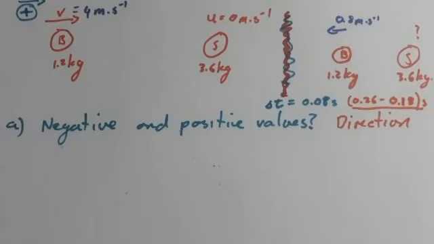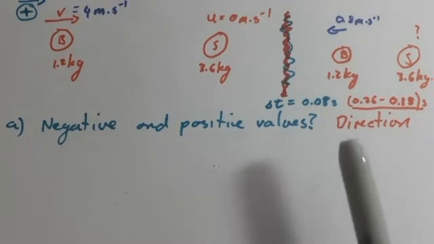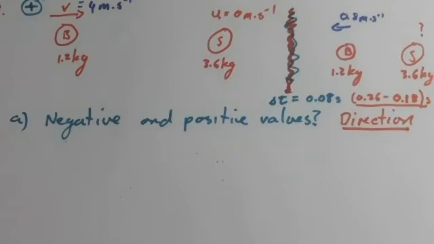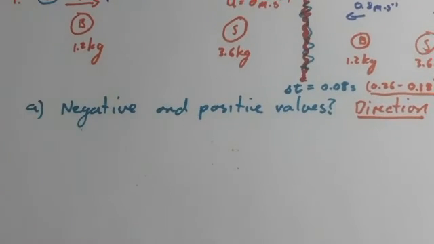First question that they ask: state the significance of the positive and negative values for V in this figure. Well, we know velocity is a vector. Therefore, positive and negative gives direction. It indicates direction. B: Use the figure to determine, for ball B during the collision with S, the change in momentum of ball B in Newton seconds. Let's go for it.